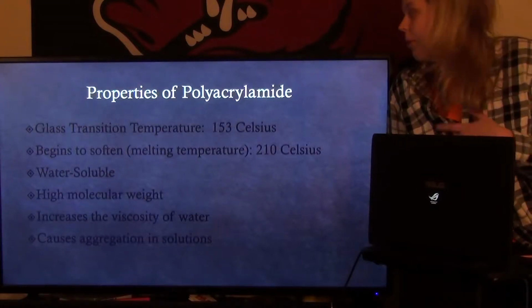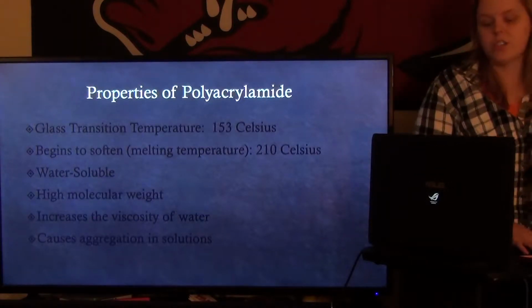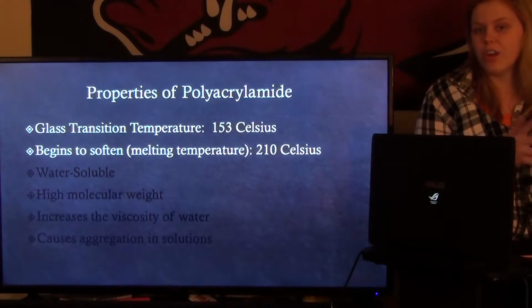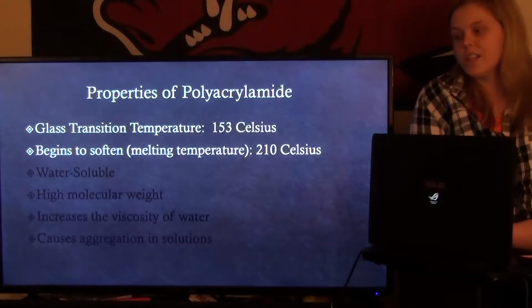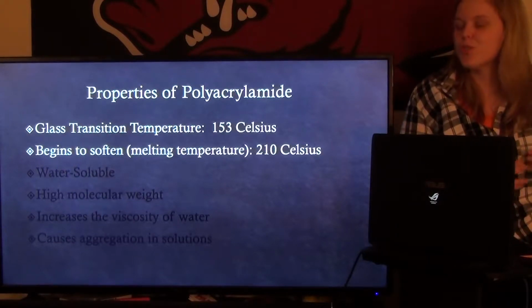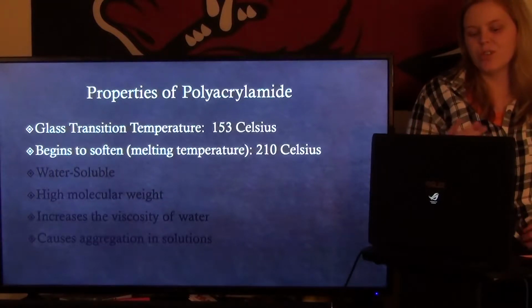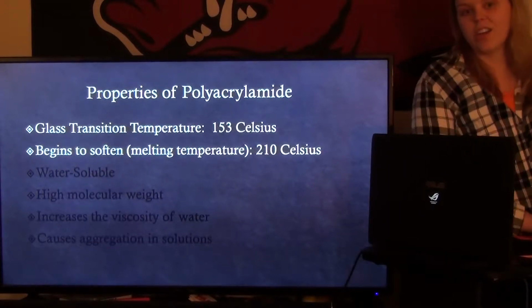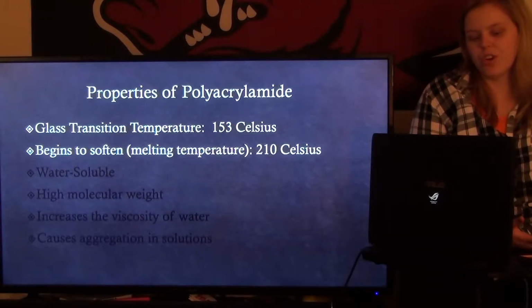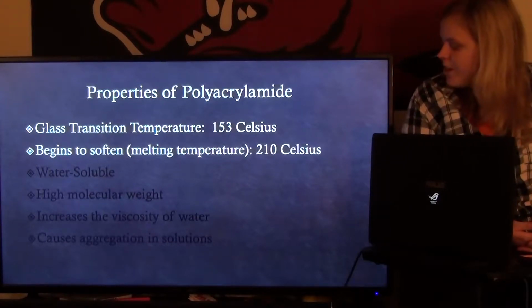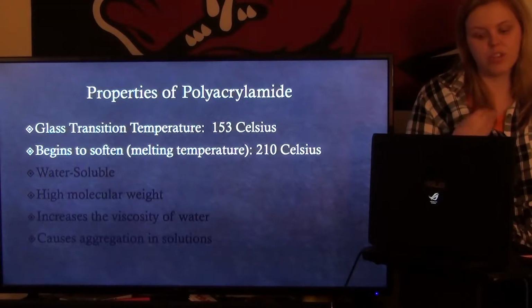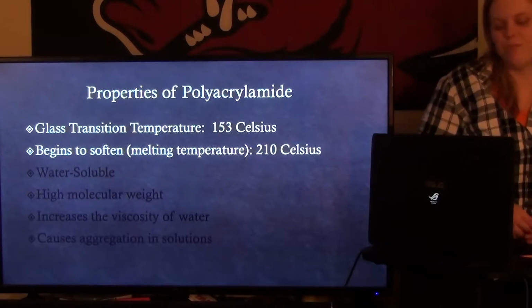So we're going to talk about the properties of polyacrylamide, such as, let's talk about the glass transition temperature. That is around 150 degrees Celsius. As everyone knows, or tries to remember, room temperature is 25 degrees Celsius. So this polymer is going to act like a glassy, hard solid at room temperature, and it will begin to soften at 210 degrees Celsius. So any application at room temperature, this polymer is going to be ready to go.